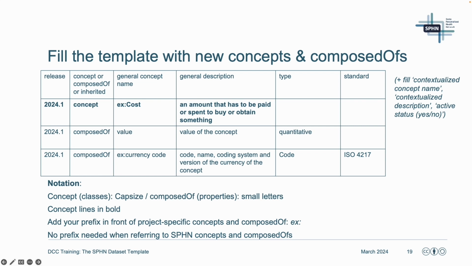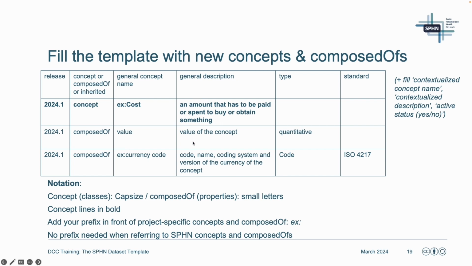Then add the general concept or composed of names with the prefix of the project when the content is actually about or from a project-specific addition. You can see here that the value doesn't have a prefix because value is already defined in SPHN and therefore we reuse it in the project. The currency code, though, doesn't exist in SPHN as a composed of, so it has to be defined under the project-specific namespace or prefix.